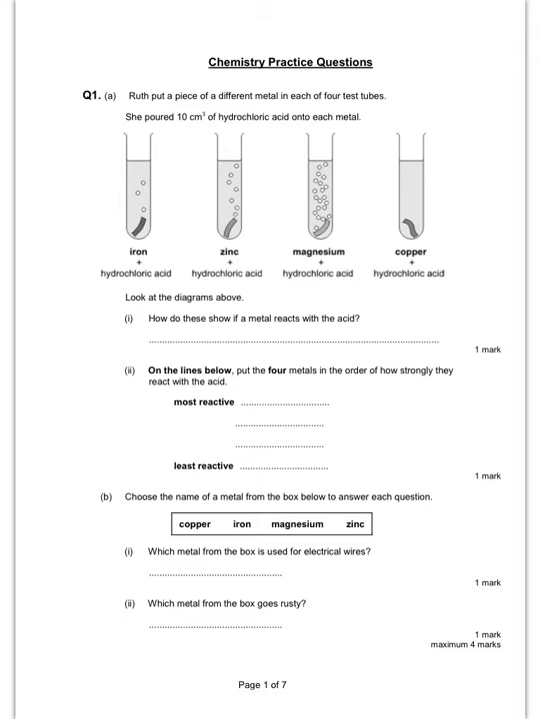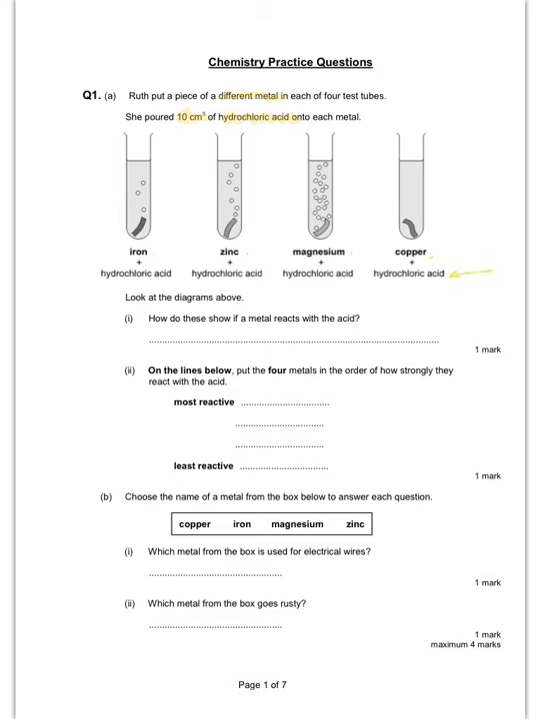Now this question and a lot of the other questions are about experiments. So let's have a read. Ruth puts a piece of a different metal in each of 4 test tubes. She poured 10 cubic centimetres of hydrochloric acid onto each metal. And we can see the metals now. We've got iron, we've got zinc, we've got magnesium, and we've got copper. And into each one we have put hydrochloric acid. Look at the diagrams above.